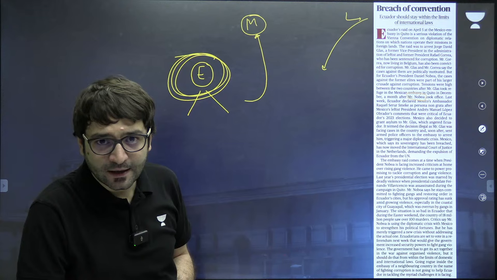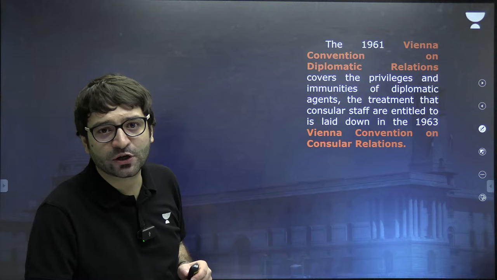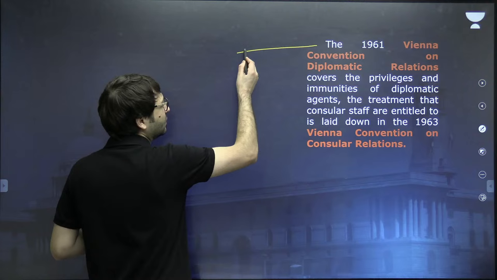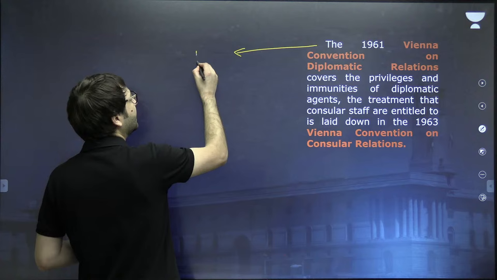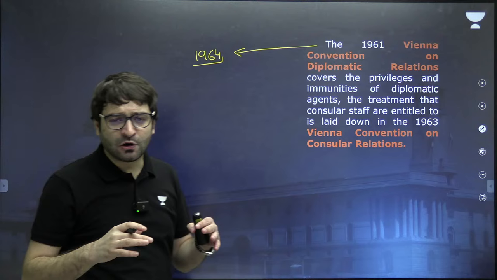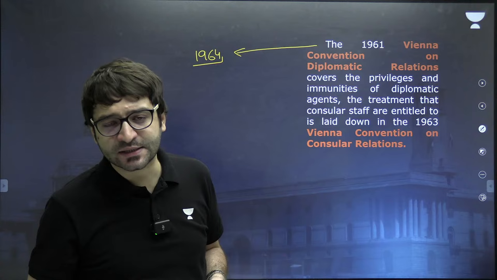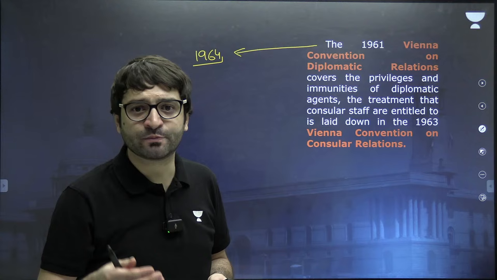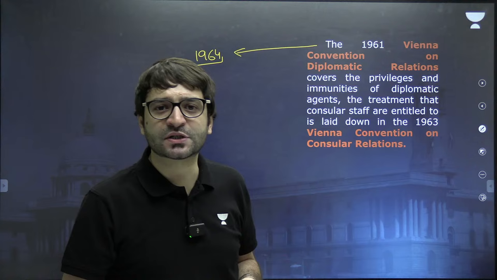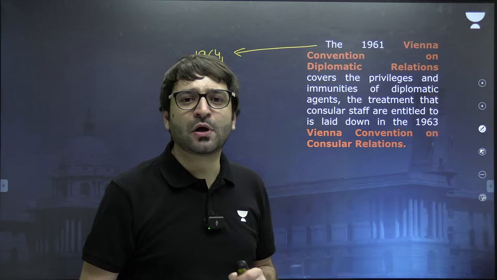For that, we need to understand what this Vienna Convention on Diplomatic Relations is. This convention was signed in 1961, although it entered into force in 1964. It was the product of the Cold War between the USSR and the United States. After the Second World War, the world emerged bipolar: on one side the United States, on the other the USSR. There were countries aligned to either of the two blocs, although there were non-aligned countries, such as India and some countries in Africa.